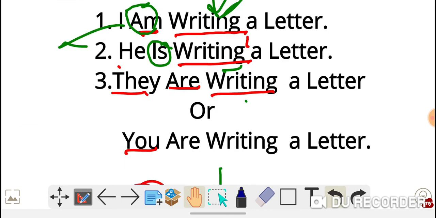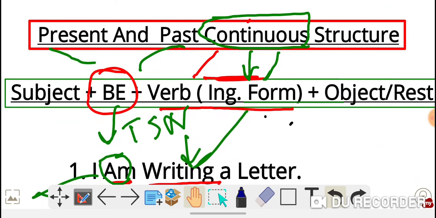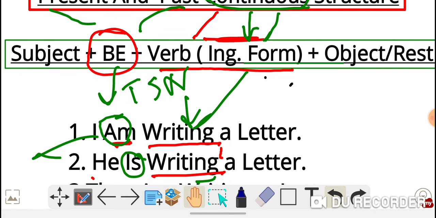So, for the structure of present and past continuous, it is subject plus be, and this be has to be broken into am, is, are, was, were, according to the tense, subject, number, plus the verb ing form which shows the continuation of the verb. Then, I am writing a letter: the writing is happening in the present. I was writing a letter: the writing was happening in the past.